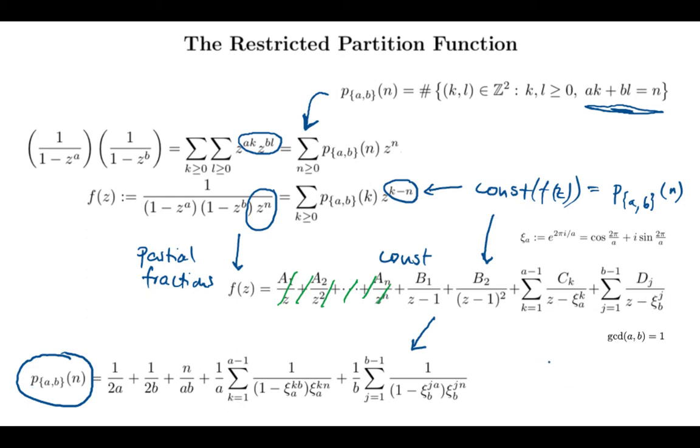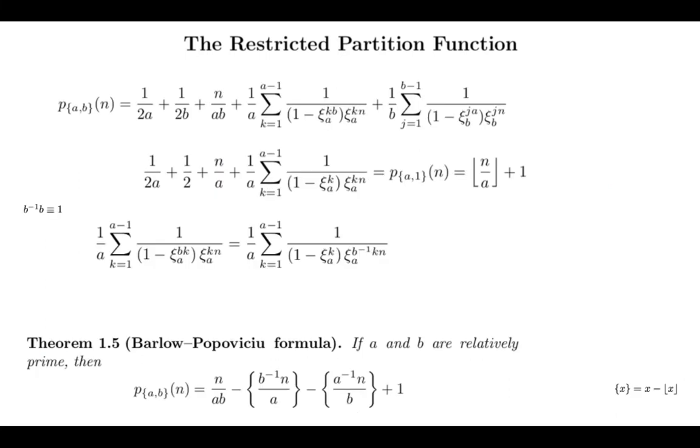By the way, it's in this partial fraction decomposition that I really need this condition that a and b are relatively prime. This means that the non-trivial ath roots of unity and the non-trivial bth roots of unity are simple poles of f. Okay, so let's continue.